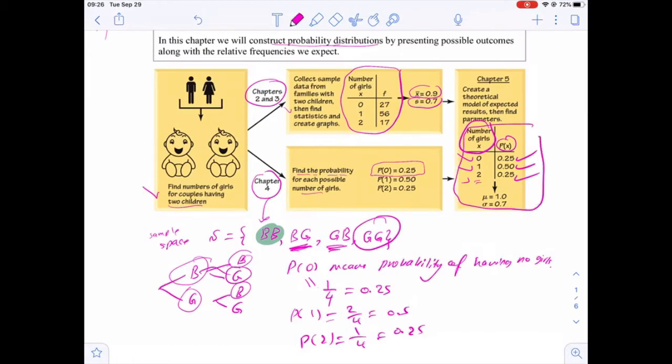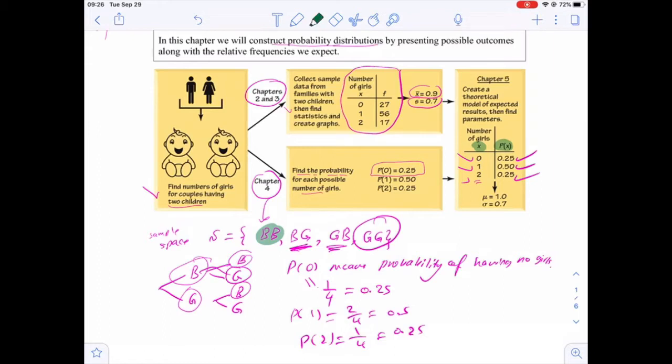This distribution is called a probability distribution because it includes probability here, and we have some variable. The variable denotes the number of something, and the probability is the probability related to that number. So that's what we will deal with in this chapter, chapter 5.